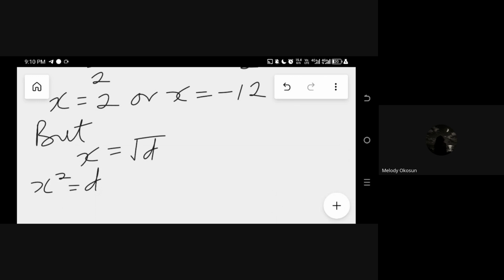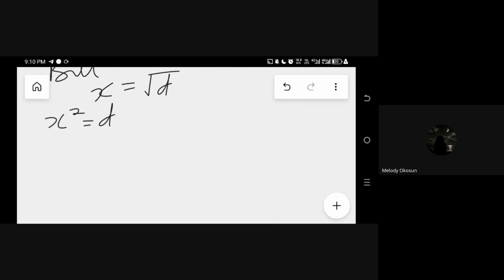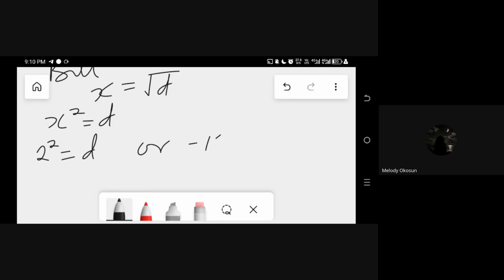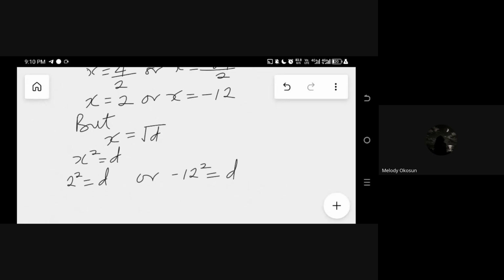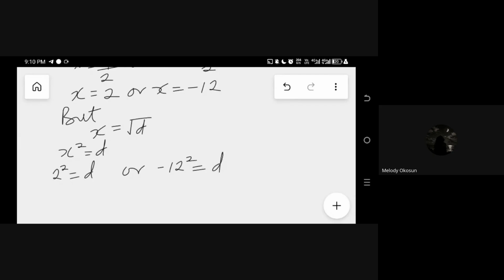Then we can now start putting those values of S and see the result we have. Remember, S is equals to 2, or S is equals to minus 12. So since S squared is equals to D, we can now say 2 squared is equals to D, or minus 12 squared is equals to D, because S is 2 or S is minus 12.